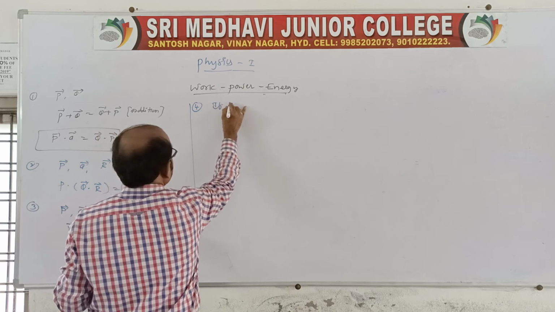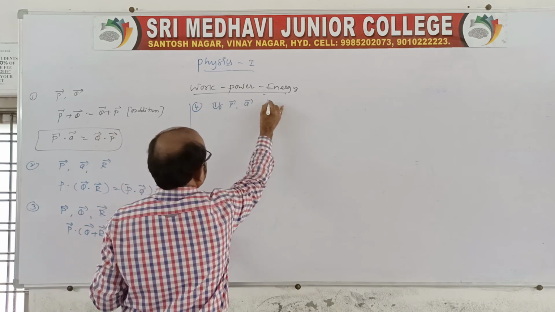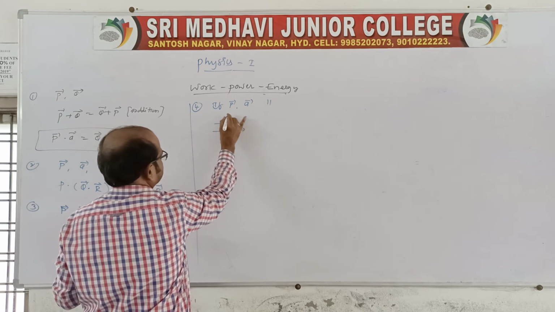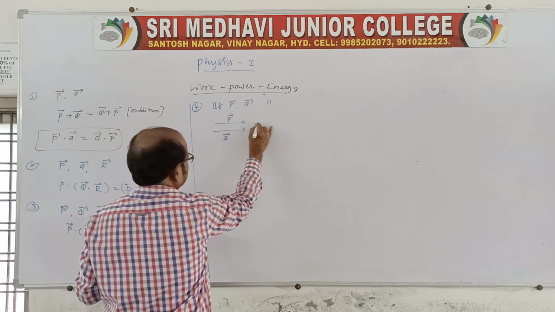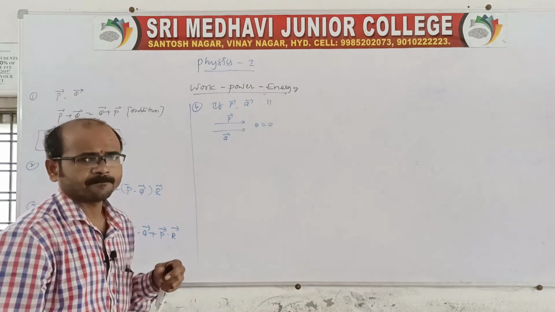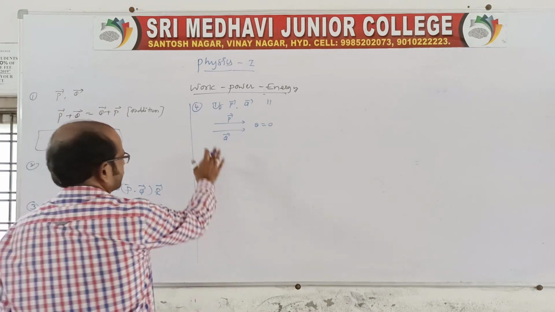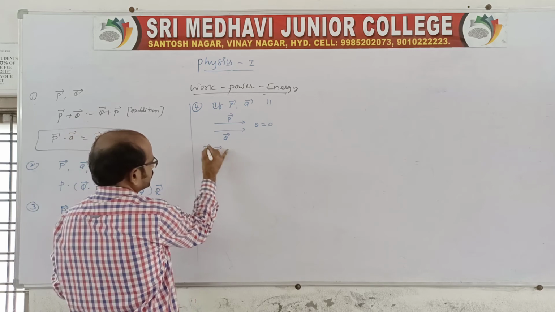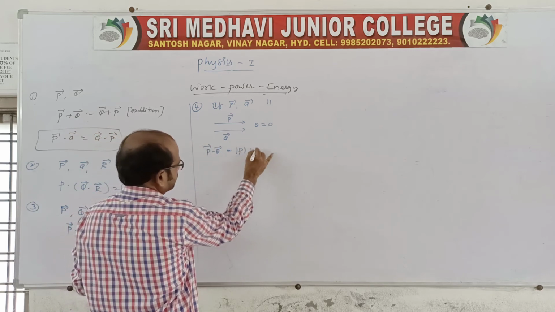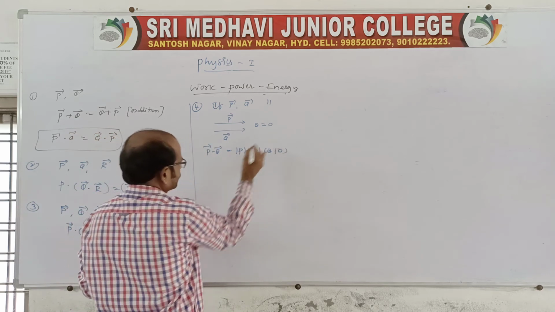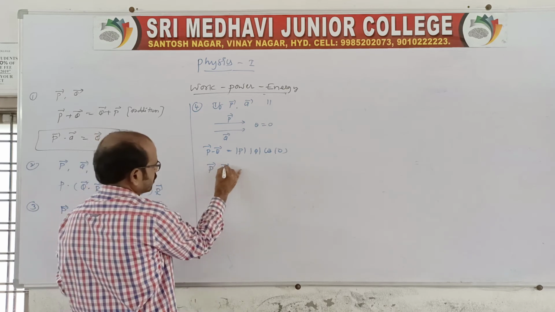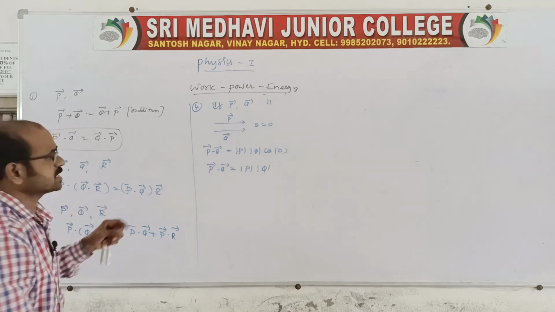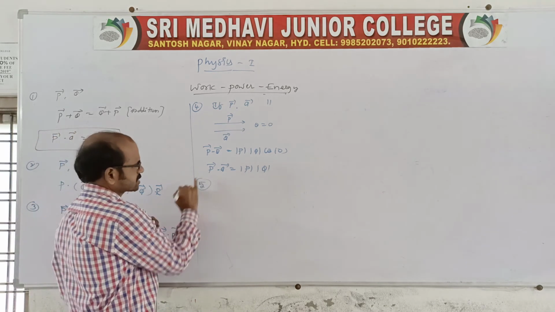If P and Q are parallel, in the sense that P vector and Q vector, the angle between the vectors is 0. P and Q are two vectors which are parallel to each other. So you say P dot Q is equal to magnitude of P and magnitude of Q cos 0. So P dot Q is equal to, cos 0 is nothing but 1. Yes, this is the next property. You go for the next one.